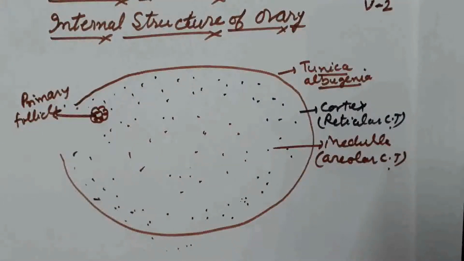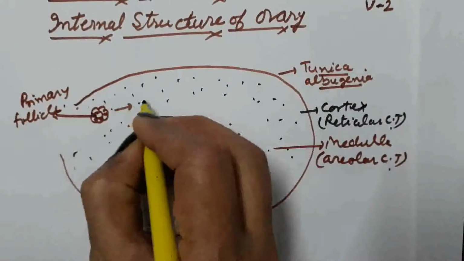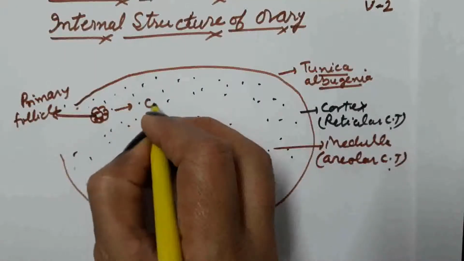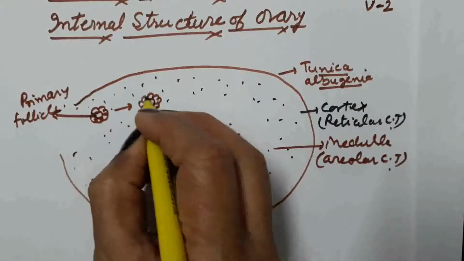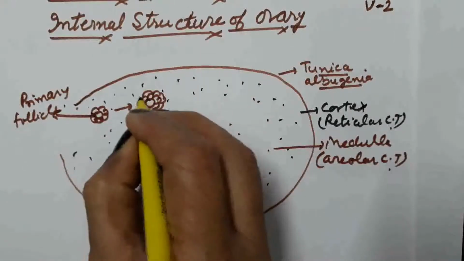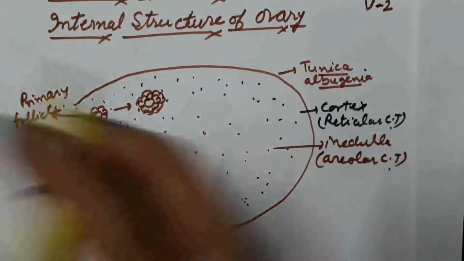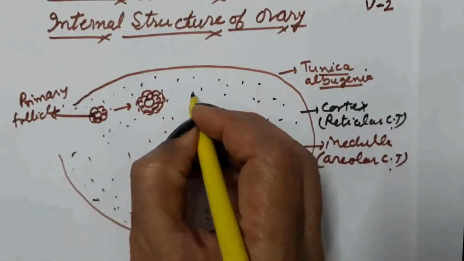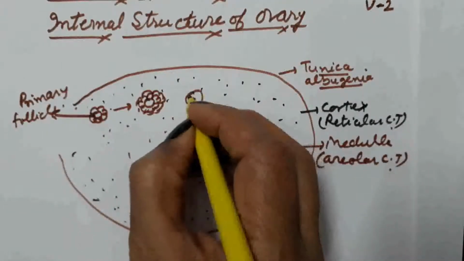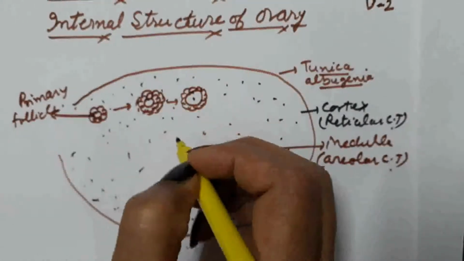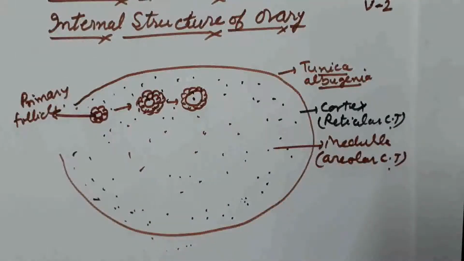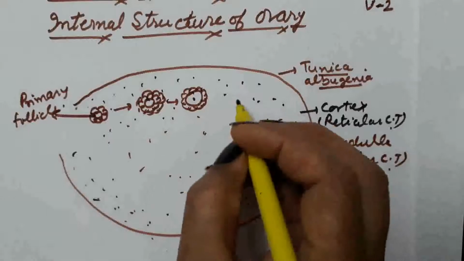Changes take place in this. It starts growing. The cells around this, their number goes on increasing. And growth takes place in the primary follicle, and it is converted into Graafian follicle.